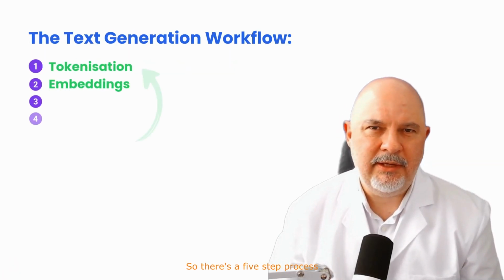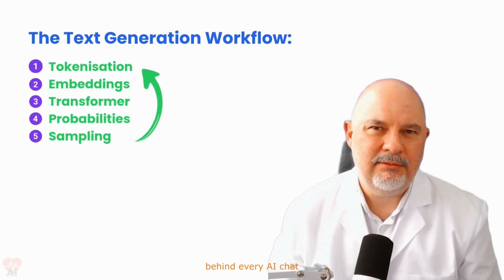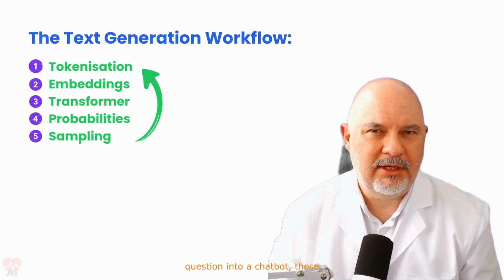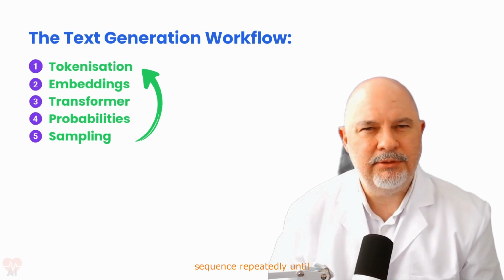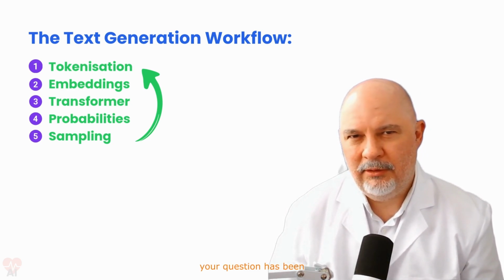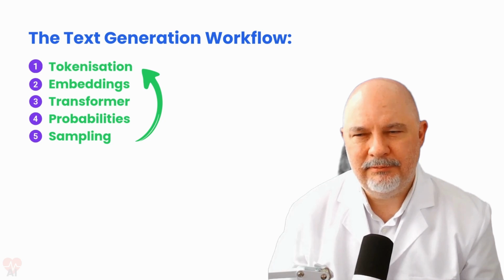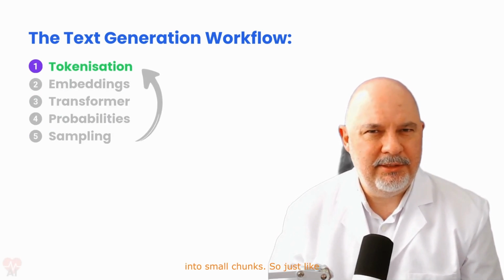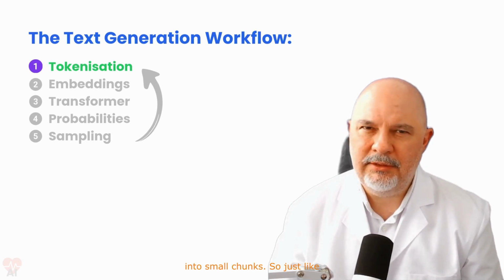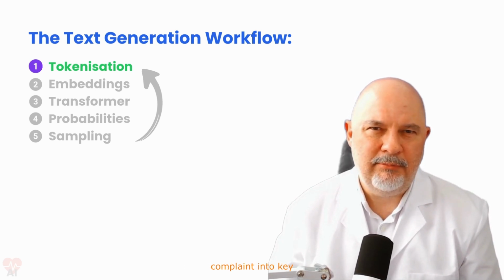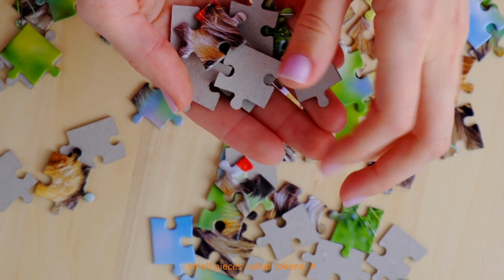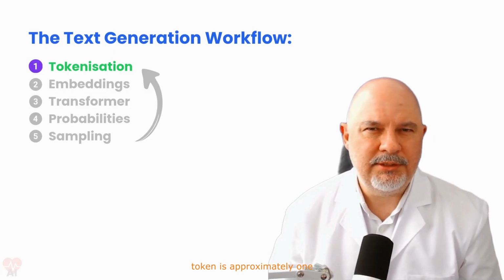So there's a 5-step process behind every AI chat response. When you type a question into a chatbot, these 5 things happen in sequence repeatedly until your question has been answered fully, hopefully. Firstly, tokenization. Your message gets split down into small chunks. So just like you'd break a patient's complaint into key symptoms, the AI splits your text into small pieces called tokens. A token is approximately 1 syllable.